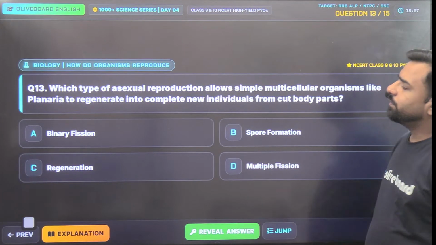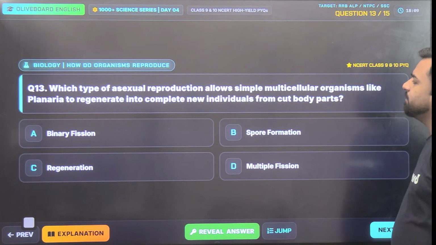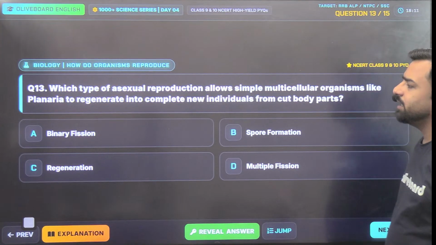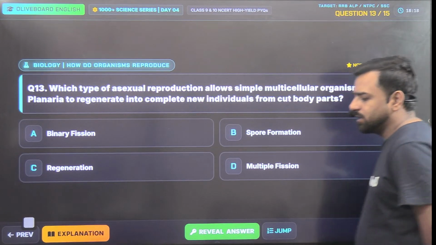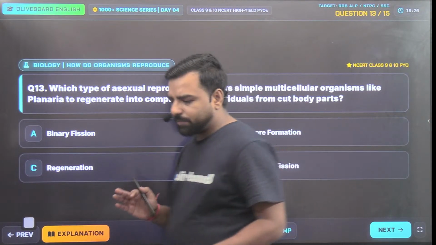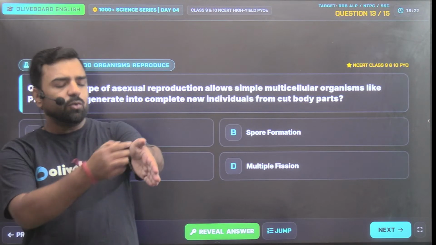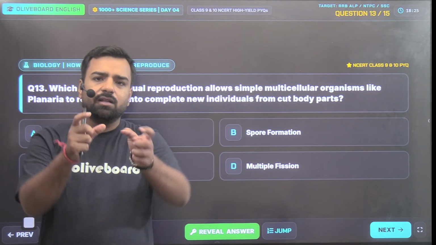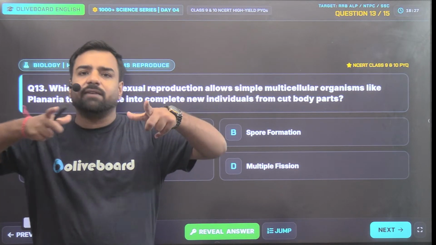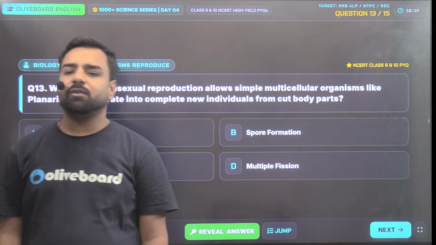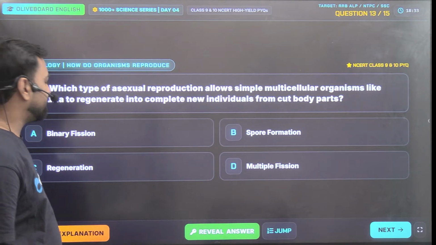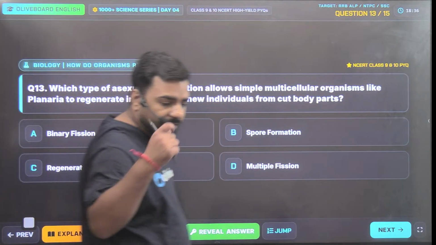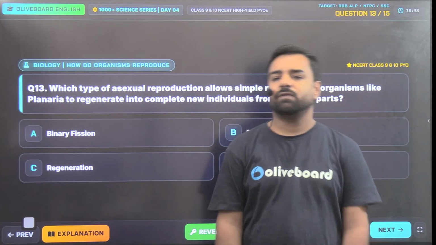Next, which type of asexual reproduction allows simple multicellular organisms like planaria to regenerate into complete new individual from cut body parts? So guys, in this case, what happens if an organism is cut into two halves? The organism from both the parts will start developing, and this is the example of fragmentation, right? But in these options you're not getting that fragmentation as the option, so what we can say, it is generating again from that part. So what will be the answer?